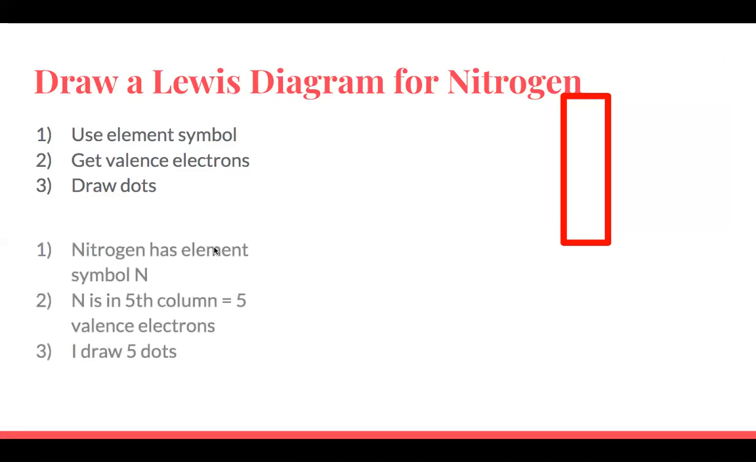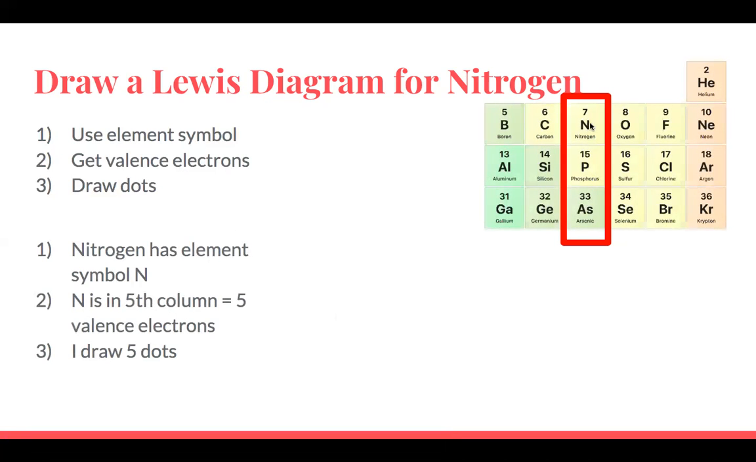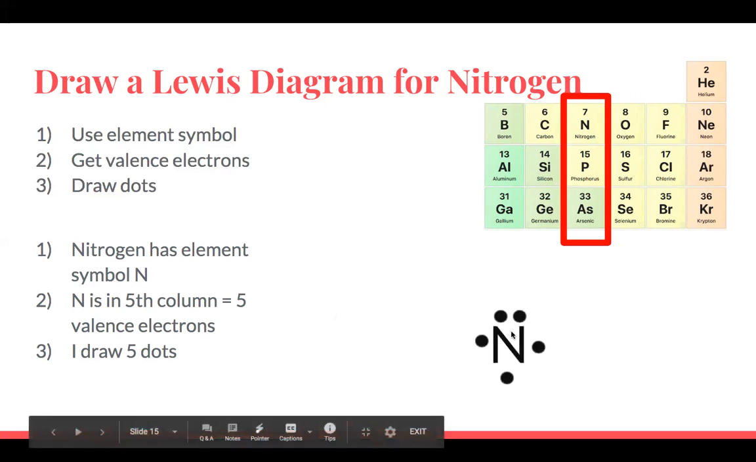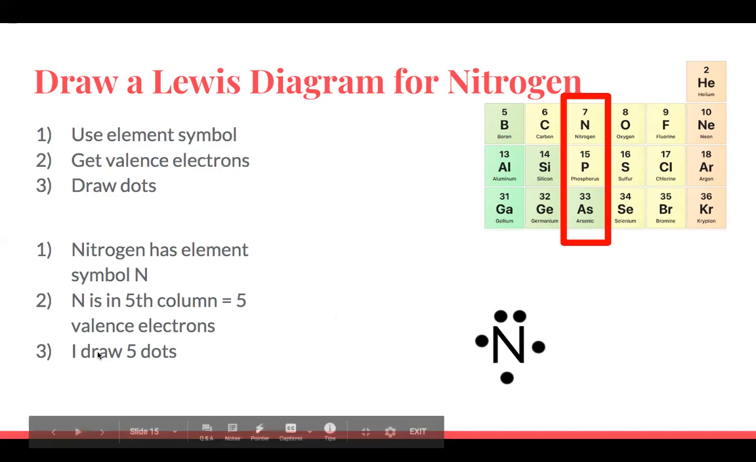Okay, so nitrogen has symbol N. It's in the 5th column, so I draw 5 dots. Nitrogen's right here in the 5th column. The box gave it away a little bit. Well, it didn't really give it away. You were trying this beforehand. So symbol N, got that. Valence electrons, it's 5. It's in this column right here: 8, 7, 6, 5, right here. So I've got to draw 5 dots: 1, 2, 3, 4, 5.